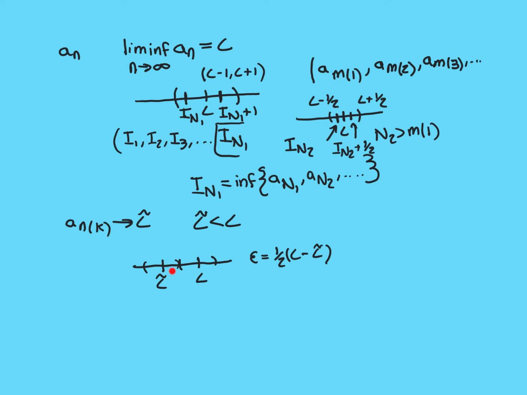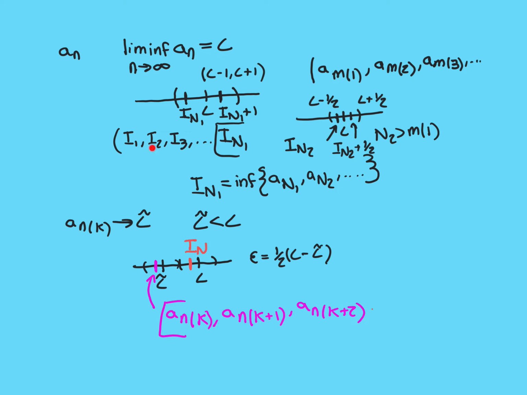So on my picture, here's the real line, here is L, here is L tilde. Once again, what I'm going to do is take that distance between the two, which now, because L is greater than L tilde, is L minus L tilde, whereas on the other side, when we were doing limit superior, it was L tilde minus L, because we were supposing L tilde was the bigger one. So L minus L tilde is that distance between the two, and then take a half of that, make that your epsilon, and then I've drawn these epsilon intervals around my L and L tilde. Here is the epsilon interval around L, here is the epsilon interval around L tilde.